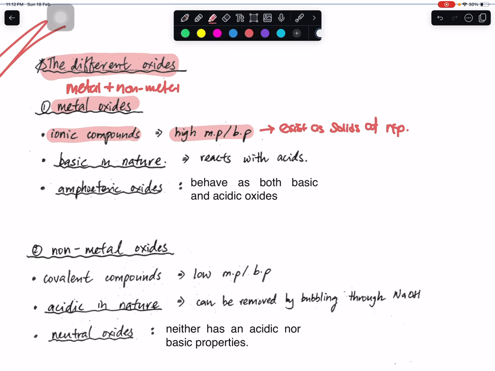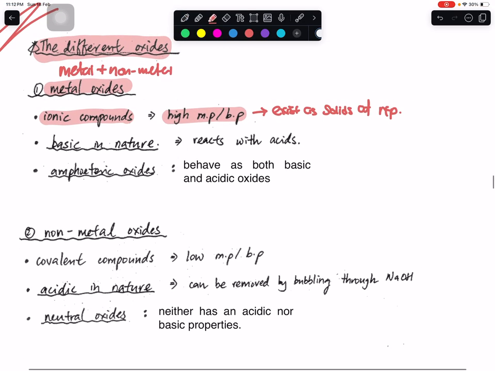Other than that, when it comes to your metal oxides, they have 2 kinds. Some of them are basic. In fact, most of them are basic, which means they can react with acid. But some of them are a little bit special. They are amphoteric, which means that they can behave as both acids and bases. So they can react with both acidic and basic oxides as well. I'll share more about these with you in a bit.